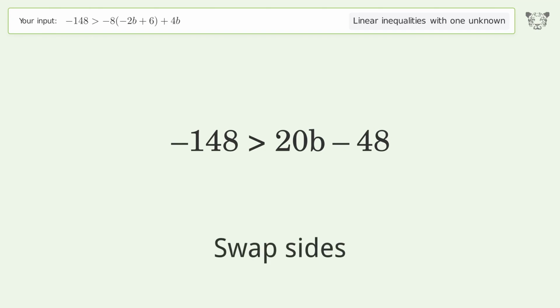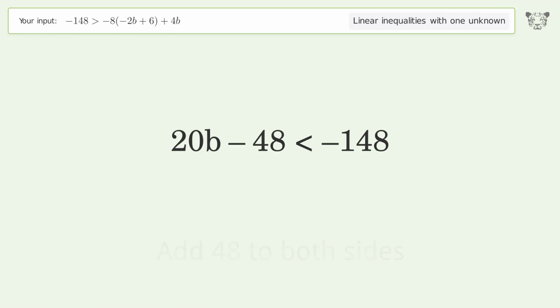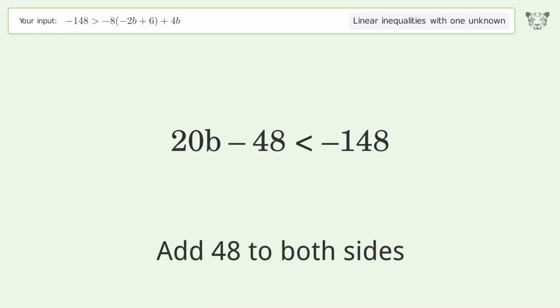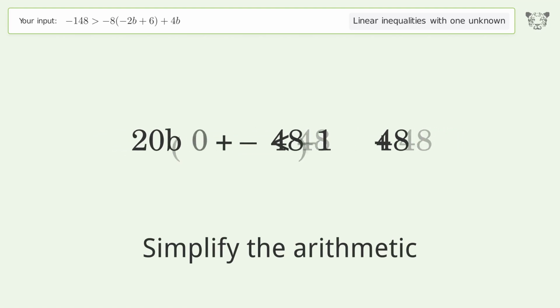Swap sides. Group all constants on the right side of the inequality. Add 48 to both sides. Simplify the arithmetic.